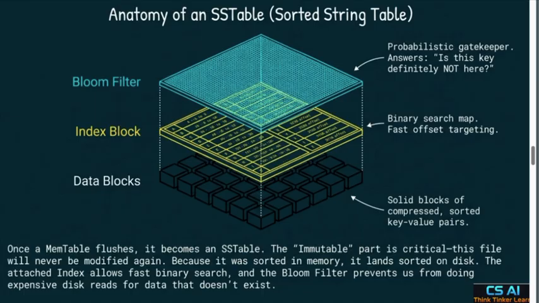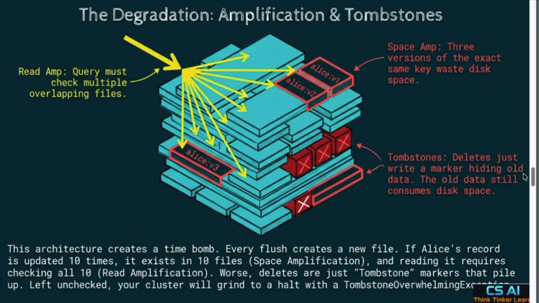allowing the system to skip expensive disk reads for data that doesn't exist in that specific block. While LSM trees make writes fast, they create a time bomb called amplification. Every flush creates a new file. If Alice's record is updated 10 times, it exists in 10 different files. That's space amplification. To find her latest records, the database might have to check all 10 files.